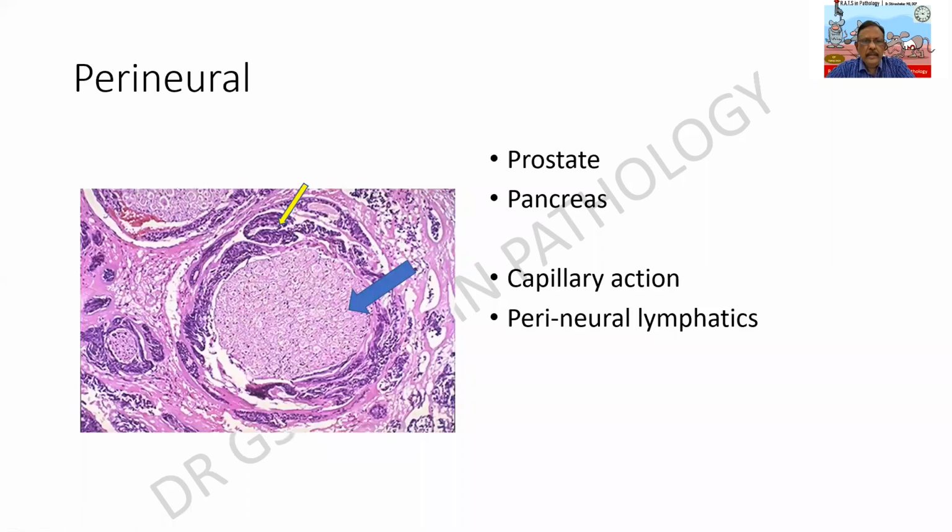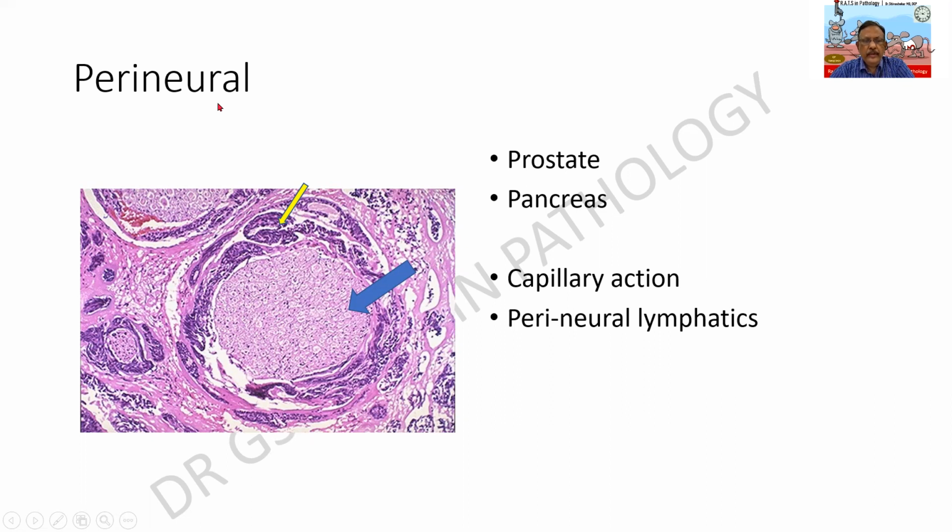One other interesting mode of spread shall be perineural. Look at this particular picture. It will be a little complex, but these are all tumor cells. These are all tumor cells over here. And this is a nerve bundle. This is another nerve bundle. But see what is happening. The blue arrow is the nerve bundle over here. And around that, I am finding an accumulation of the tumor cells. This is what we call perineural spread.